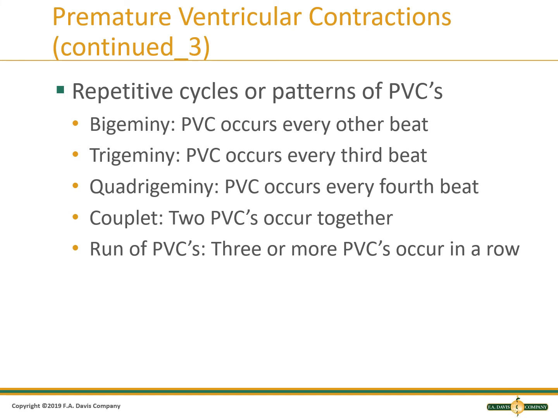Bigeminy occurs every other beat, a normal beat, and then a PVC. Trigeminy occurs every third beat, two normal beats, and then a PVC. Quadrigeminy occurs every fourth beat, three normal beats, and then a PVC. When two PVCs occur together, they're called a couplet or a pair. If three or more PVCs occur together, they're called a run of PVCs or ventricular tachycardia.